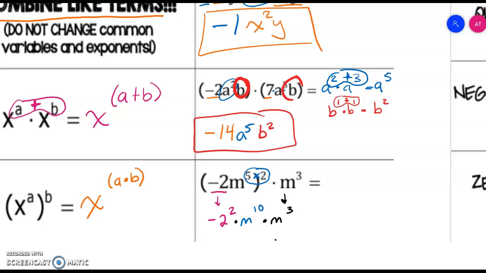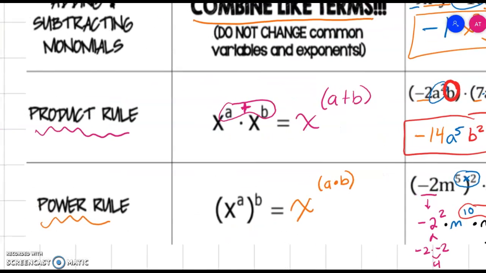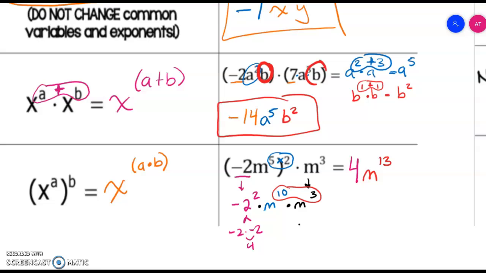So -2 times itself is actually going to give me a +4, because a negative times a negative is a positive. And I have 10 m's here and 3 m's here. How many total m's do I have? 13. And how I know that is based on our last rule up here, the product rule. If I have 2 numbers right next to each other, I'm going to add them together. Let's move on to the next few.